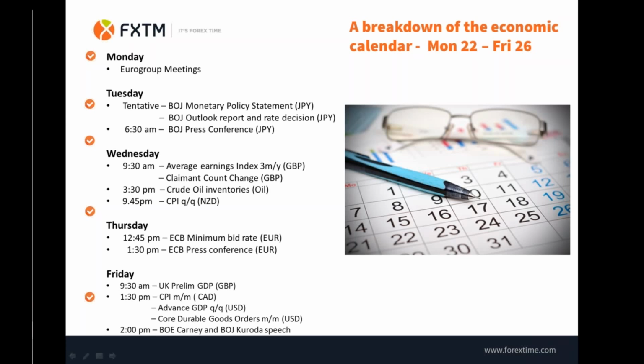So, out of every day this week, Wednesday, Thursday, and Friday could be the real shakers. Wednesday, because of average earnings. If average earnings fail to meet market expectations, such is likely to pressure the sterling. On Thursday, if Draghi is hawkish, such should push the euro higher. Alternatively, if we do get a downside surprise and Draghi is more cautious than expected, such could pressure the euro.